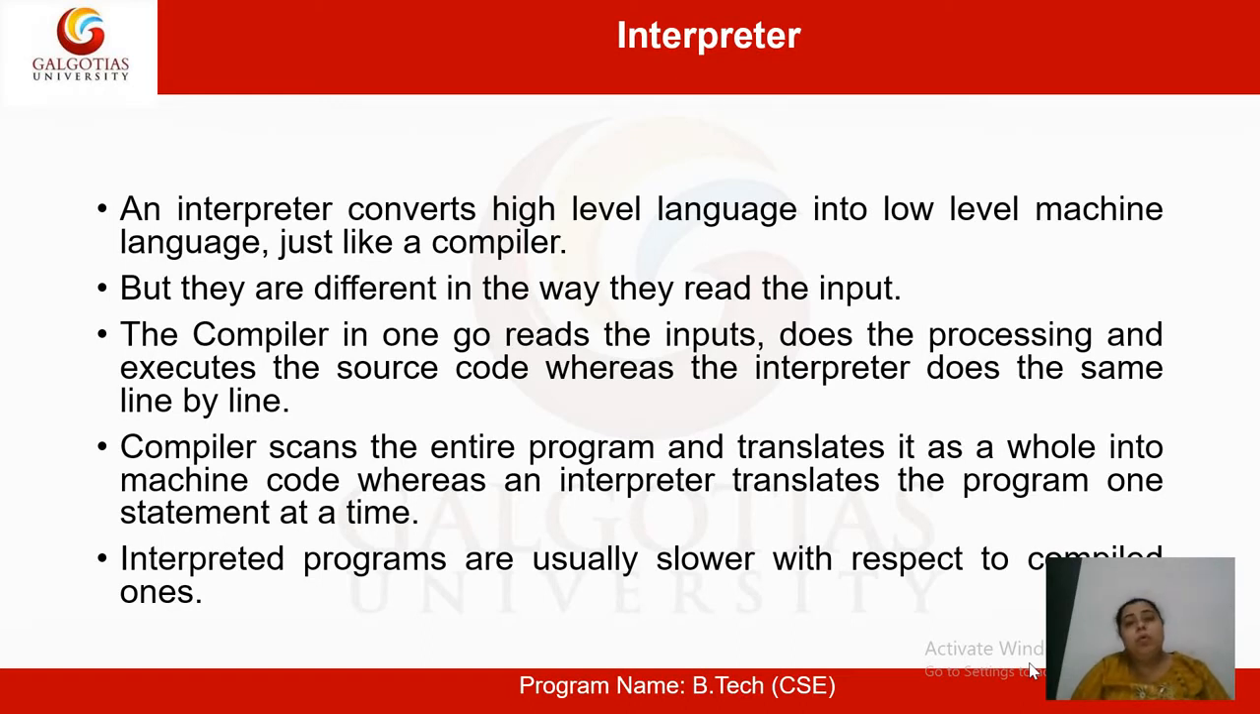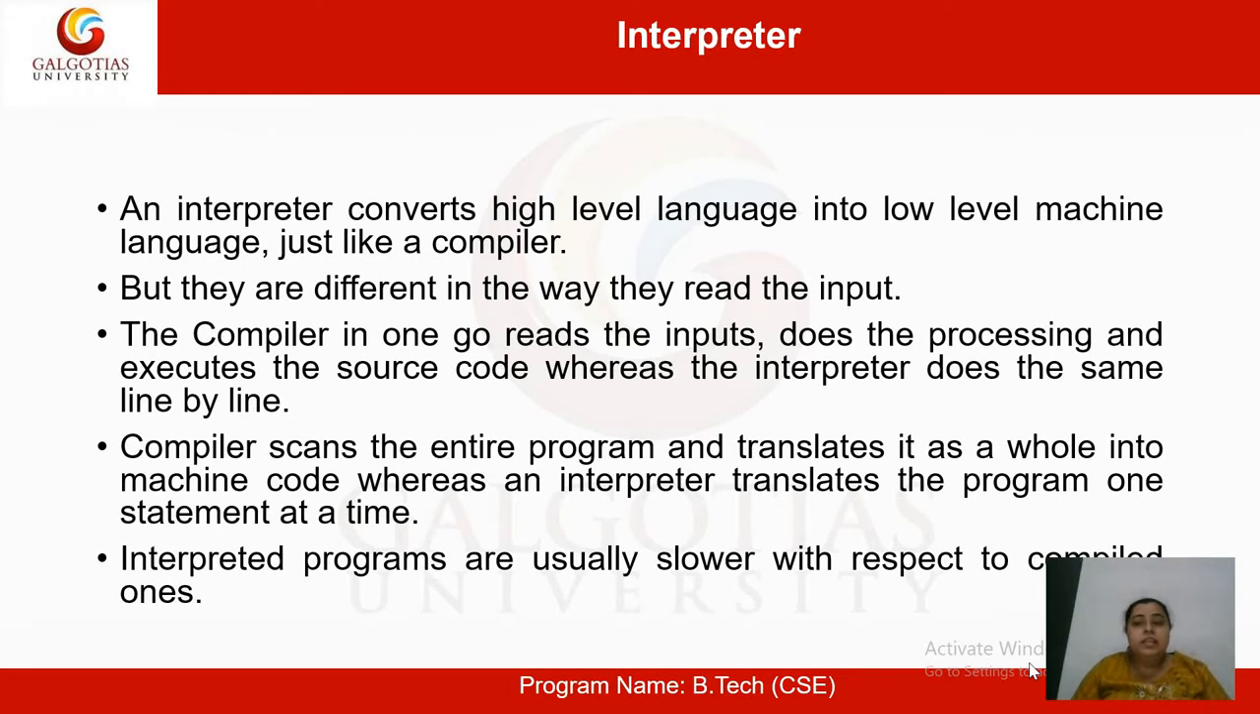So normally a compiler scans the whole program in one go, but an interpreter does it line by line. A compiler will give you all the errors at one time, but an interpreter will only give you the first error that comes. Because it reads the program line by line, interpreters are much slower as compared to compilers.